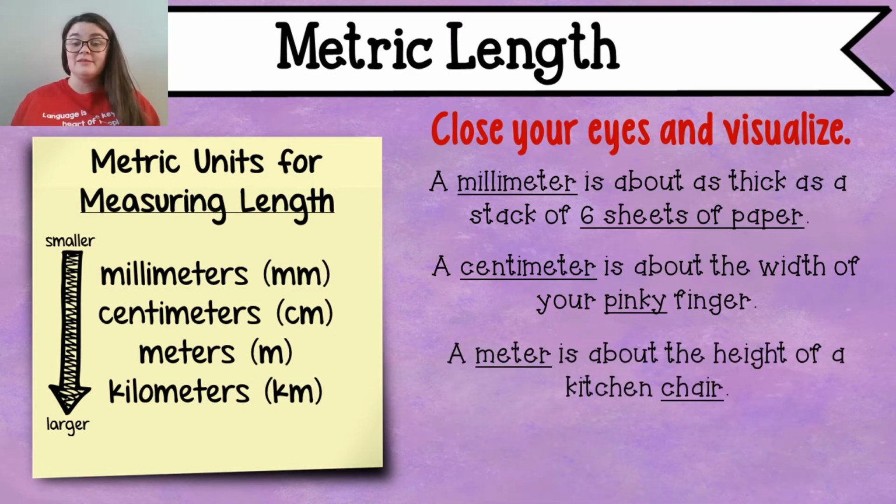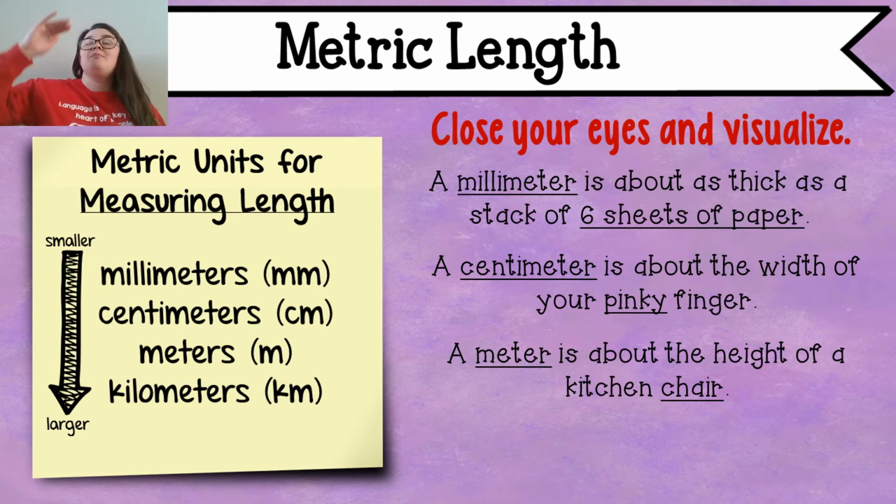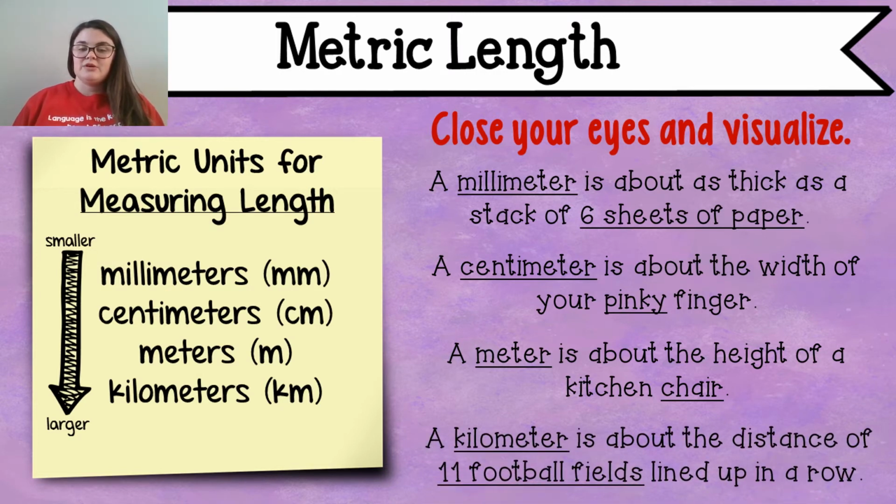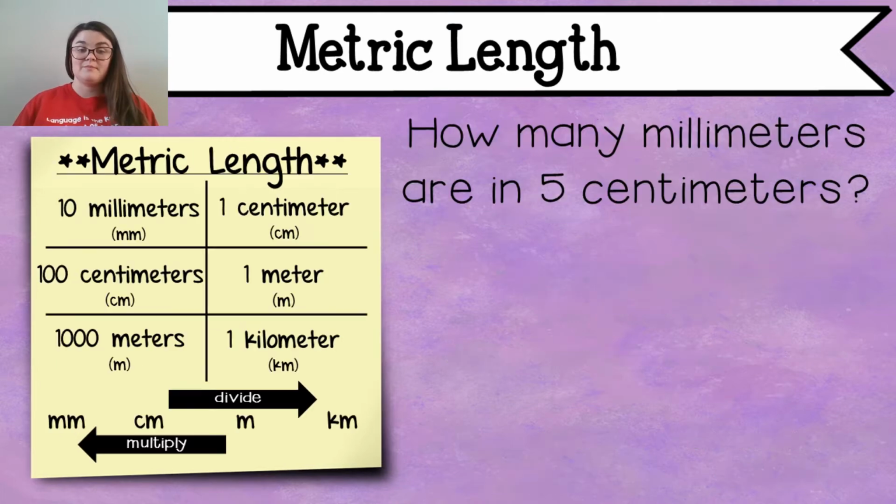A meter is about the height of a kitchen chair. So picture a chair. It's about the size to the top of your chair. And a kilometer is about the size of 11 football fields lined up. A mile is 17 football fields lined up. So a kilometer is smaller than the miles that we use in the United States to measure with.